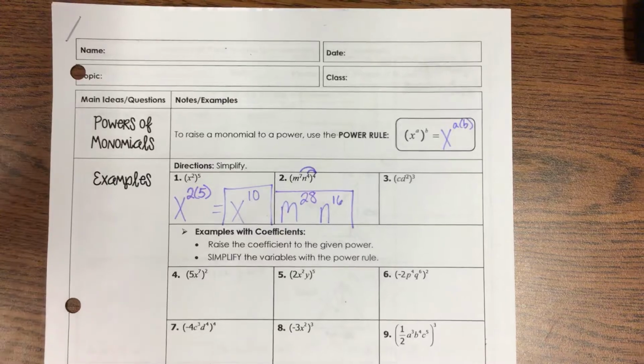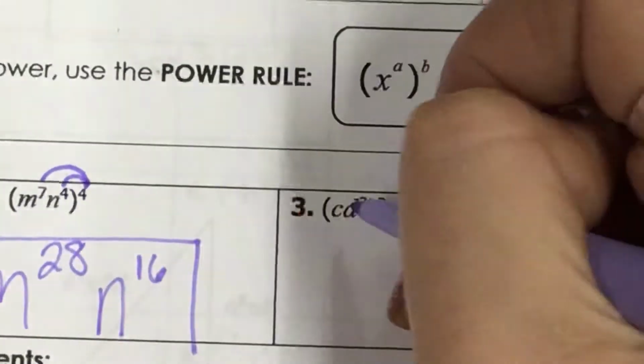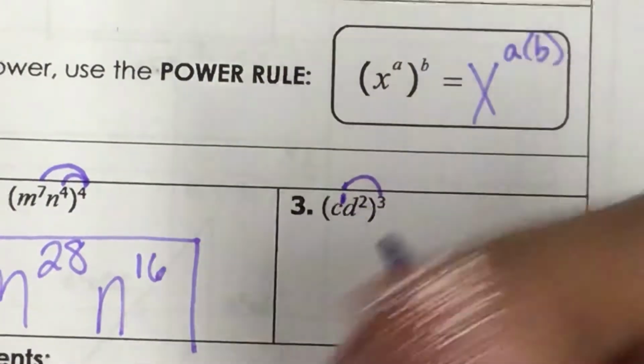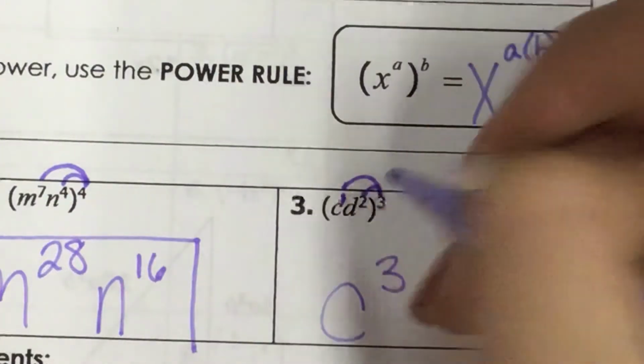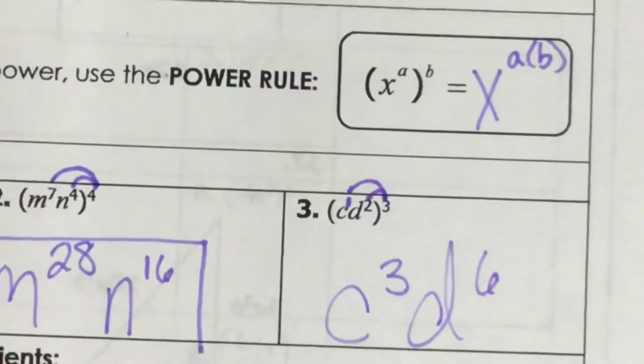It's important that we know that the c doesn't have an exponent right now. It's really like saying there's a 1. So 1 times 3 would be c to the 3rd. 2 times 3 would be d to the 6th.